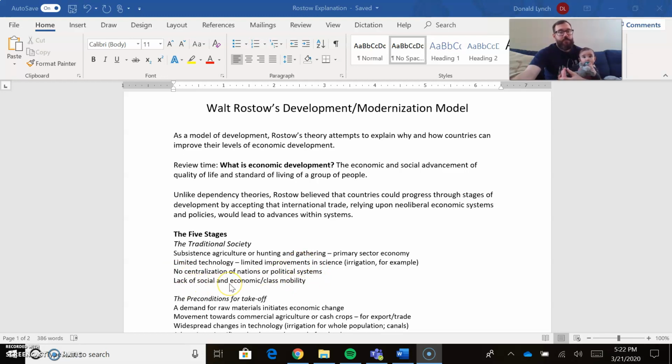And then there's a lack of social and economic class mobility. So when we think about that, if you were born into a certain role within society, that would be your role for the rest of your life, and then your children and their children and all of that stuff afterwards.